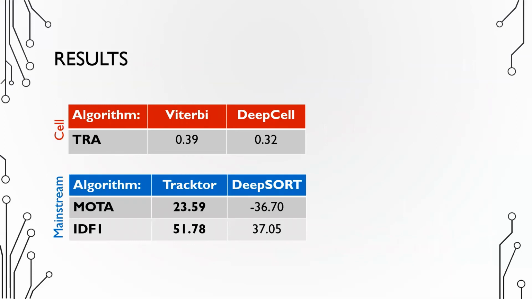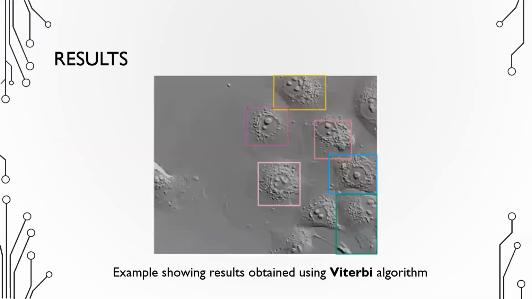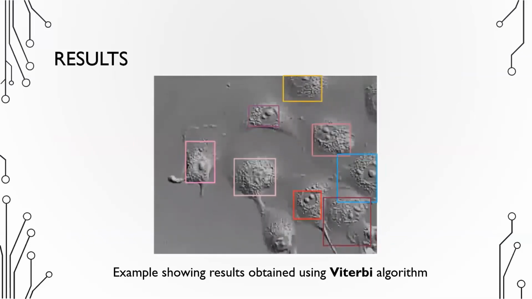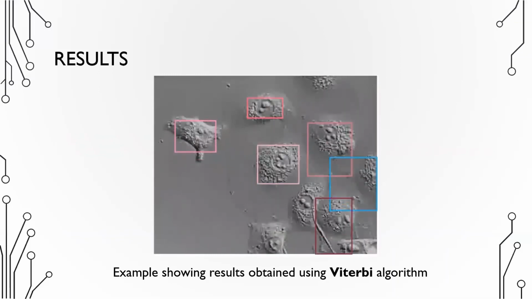Here's the performance results. The red table shows the cell tracking algorithms, and the blue boxes show results obtained from the mainstream tracking. And we observe across all cases, both cell and mainstream tracking algorithms perform poorly, and Viterbi performs better than DeepCell in the case of cell tracking algorithms, while Tractor performed better than DeepSORT in the case of mainstream algorithms. Here's an example to provide a visual understanding of the results. This video shows results obtained using the Viterbi algorithm, and you can see that it is able to track most cells, but still has difficulty tracking cells along the borders of the frame.